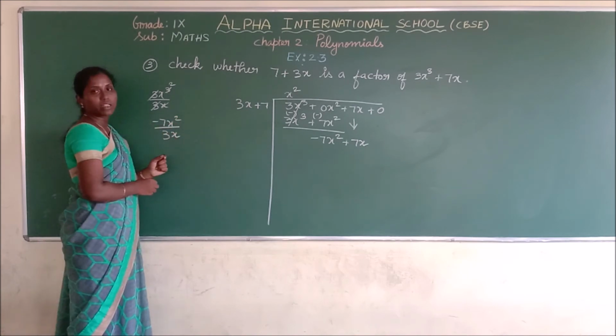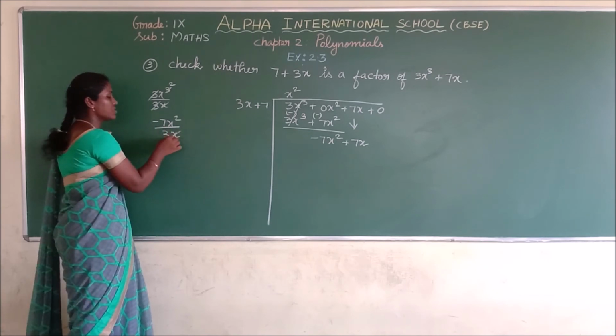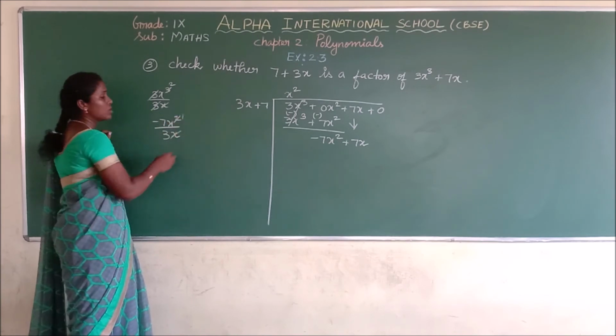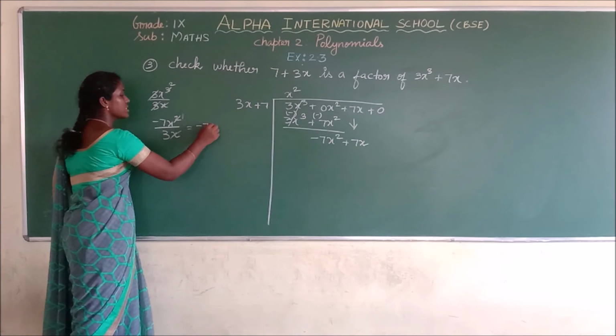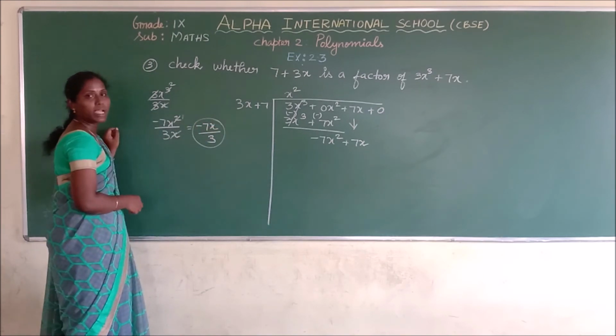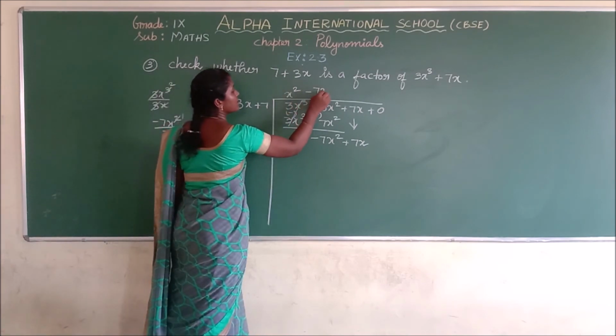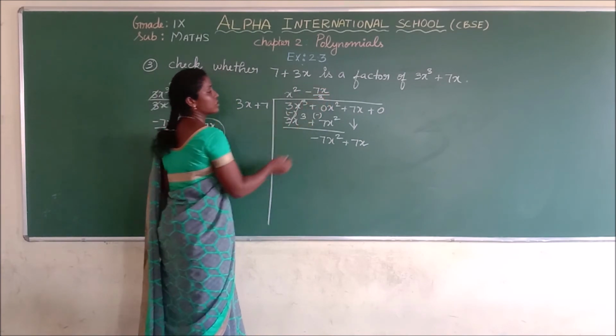We are dividing the first two terms. Listen, the numbers cannot be cancelled, so we are just cancelling this, and the number is 1. So what is the value we are getting? Minus 7x by 3. So by dividing the terms we are getting minus 7x by 3.